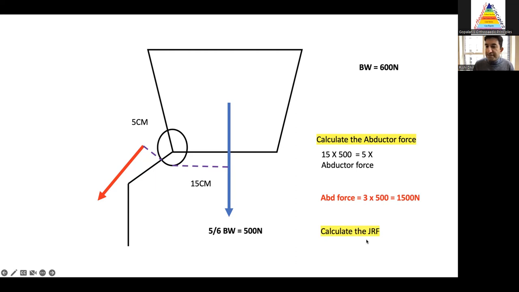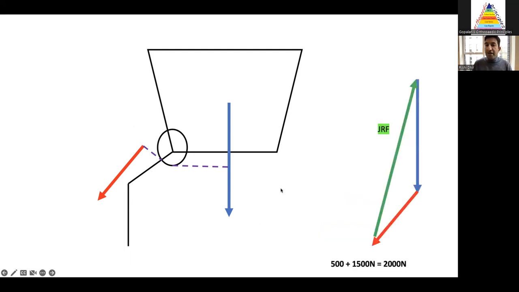Now, the final bit is, can you calculate the joint reaction force? We know that this is 1,500. We know that this is 500. So the way that you do that is by a simple vector diagram. So I told you this is 500 newtons.